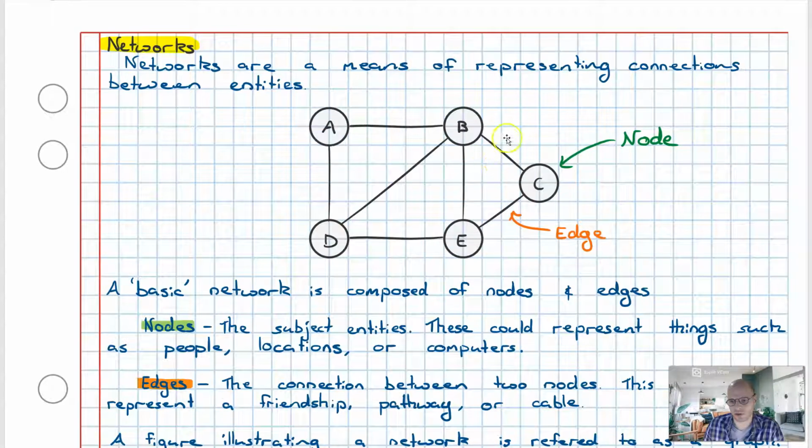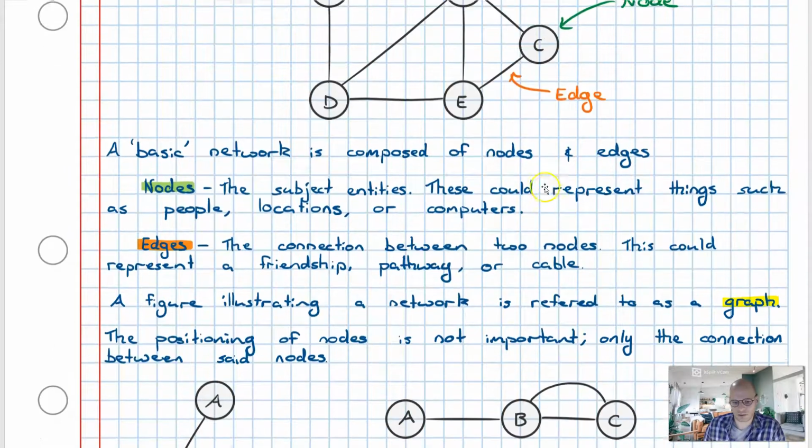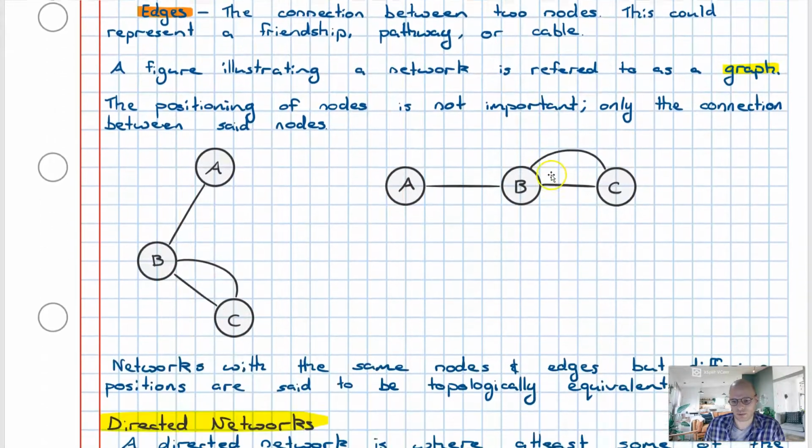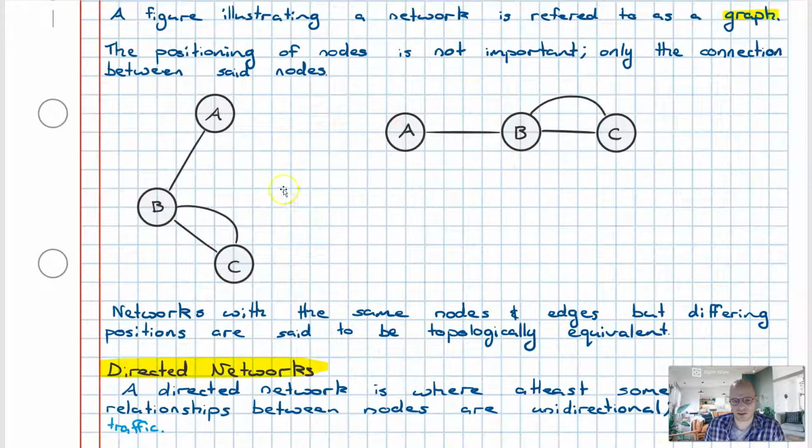Now, when we're looking at diagrams like this, we actually have a name for these, and we call a diagram that describes a network simply a graph. Now, there's multiple ways in which we can represent a network. If we turn our attention down to the two diagrams seen over here, or the two graphs seen here as I should say, we've got two graphs, and at first glance they look different.